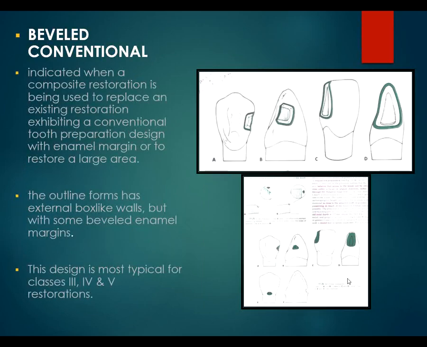Beveled conventional. It is indicated when a composite restoration is being used to replace an existing restoration exhibiting a conventional tooth preparation design with enamel margin, or to restore a large area. The outline form has external box-like walls but with some beveled enamel margins. This design is most typical for class 3, class 4 and class 5 restorations.